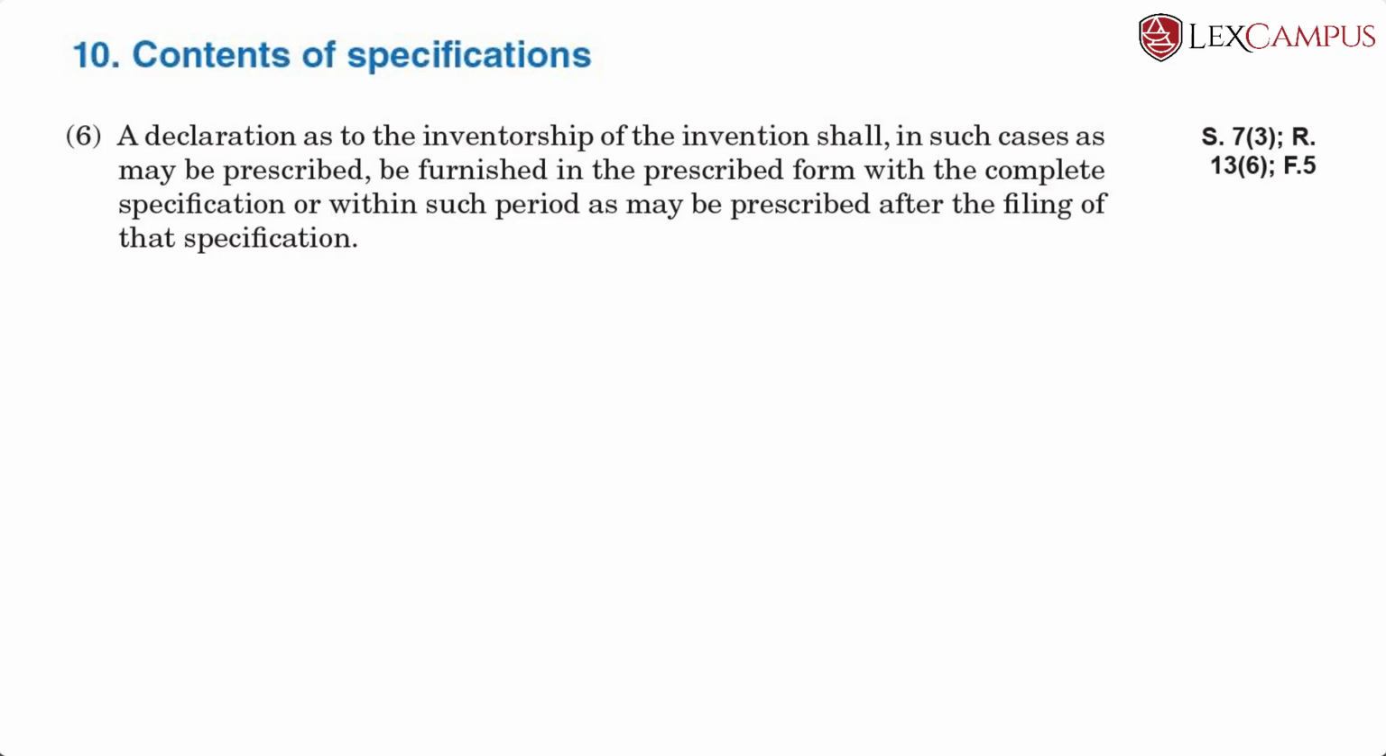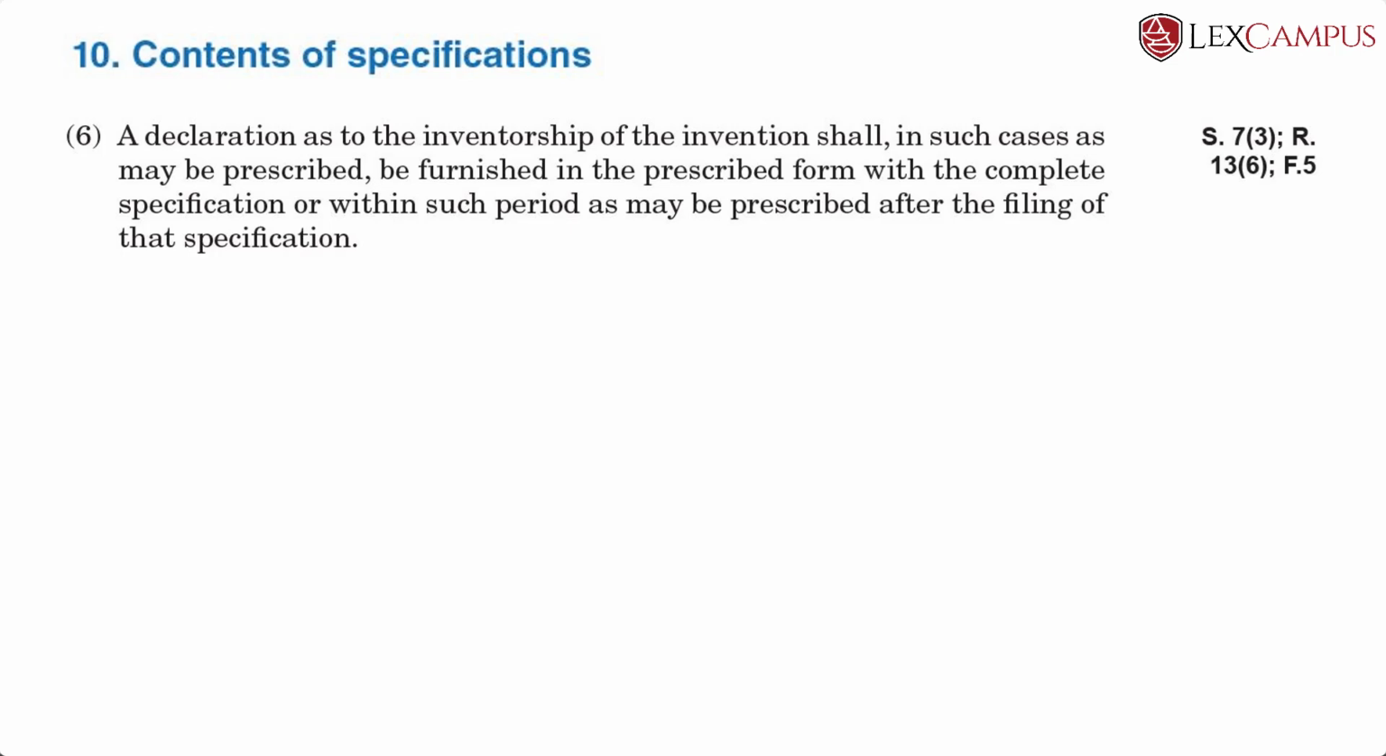Subsection 6 says that the declaration as to inventorship of the invention shall, in such cases as may be prescribed, be furnished in a prescribed form with the complete specification, or within such period as may be prescribed after the filing of the specification. Now, we saw this, the proof of right in the case of an assignment could be filed either at the time of filing the complete specification, at the time of making the application, or after a time period that is prescribed. And we saw that the time period that was prescribed was 6 months from the date of filing the specification. So, there was an option.